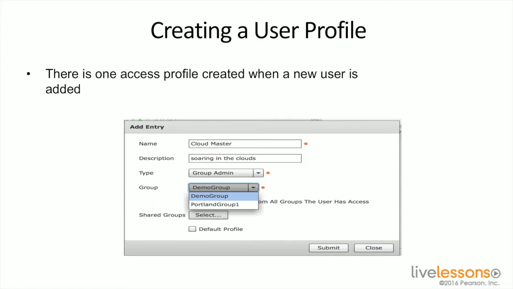We're going to give a description, "soaring in the clouds," which is a very esoteric description, but hey, that's what we've got here. You're then going to select the type. Here we're going to give that particular user group admin as a role. Underneath that you also have the group designation. As we mentioned before, groups allow you to set differentiated access based on a logical grouping of individuals or resources. In this case, I've got demo group and Portland group 1.